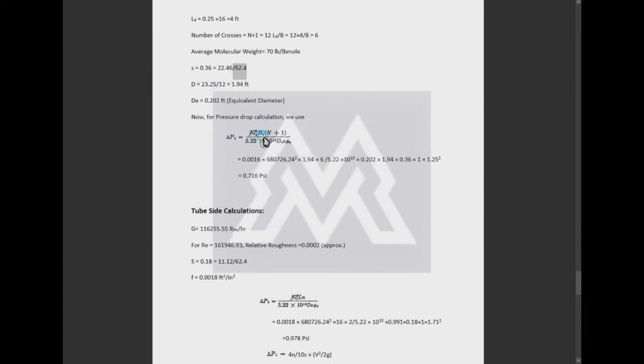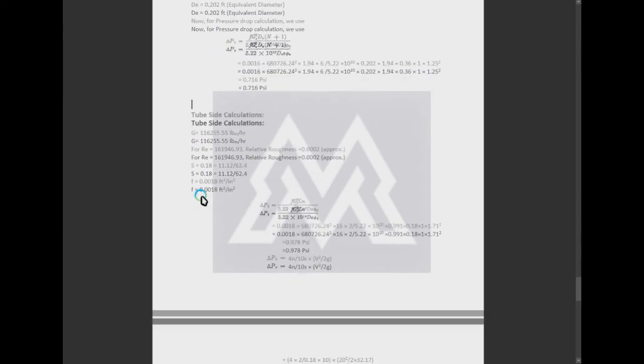The diameter of the shell is 1.94 feet. Equivalent diameter is 0.202 feet. Using this equation, we can easily calculate by putting in all the data. Here the pressure drop comes out to be 0.716, very optimum. We have to keep it in the region of 1 to 10 psi. More than that can cause a problem.